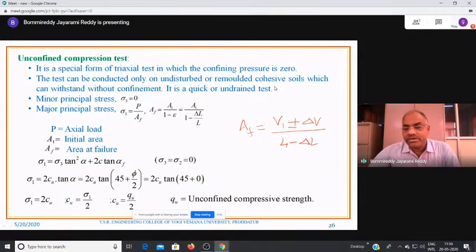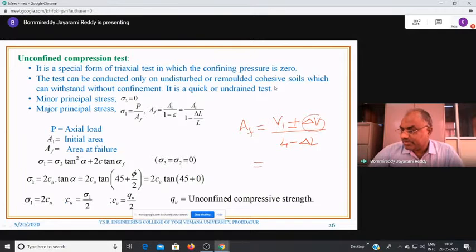But here we are not using a similar type of equation, because in this particular case delta L value is going to become 0. Delta V equal to 0. When delta V is 0, there is no change in volume. When there is no change in volume, divide everything by L. So that means V1 by L is nothing but A1.